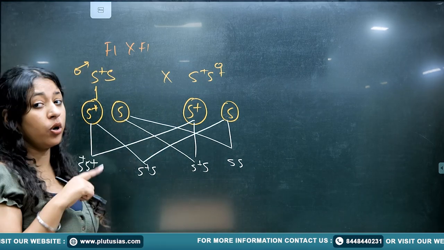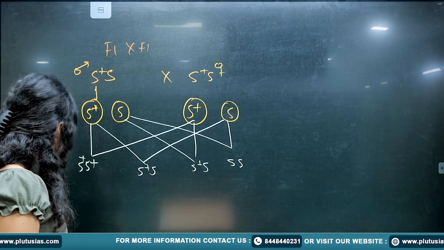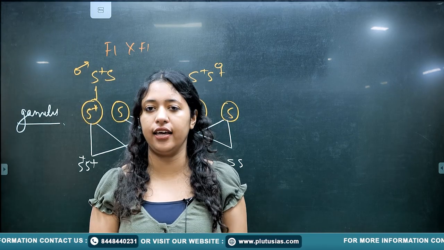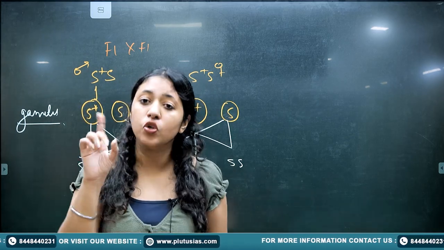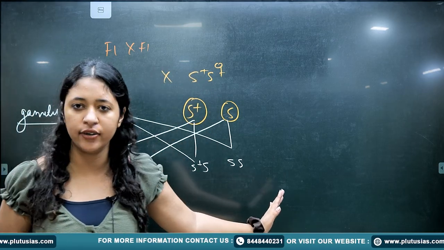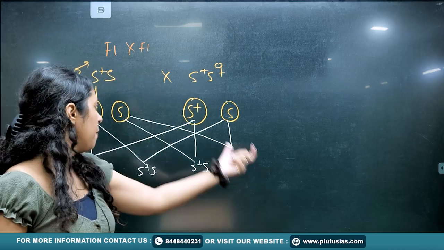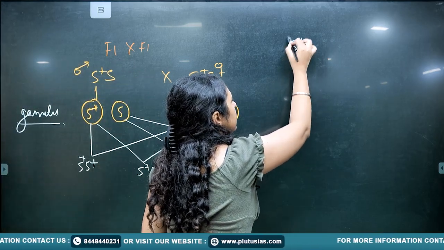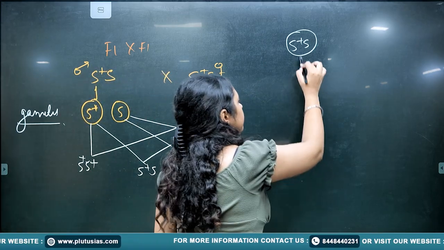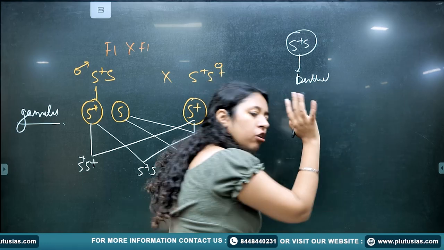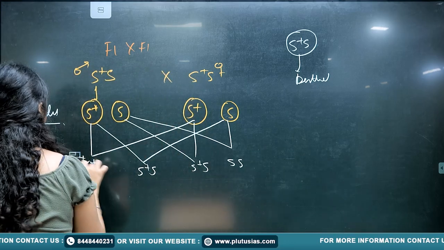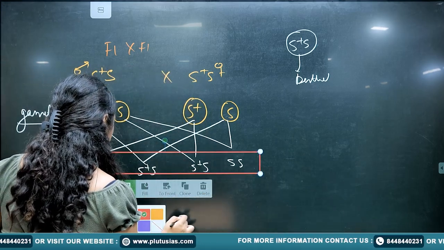If this was Mendel's case, I would say these three are dominant and this one is recessive. But in maternal inheritance, Mendel's laws are not followed at all. There is no space for Mendelian laws. So what am I going to do? Again, I am going to see the genotype of the mother, and forget about the genotype of the progeny. The mother is S plus S. This type of genotype results in the dextral type. So just close your eyes and write that all these progeny are going to be dextral.